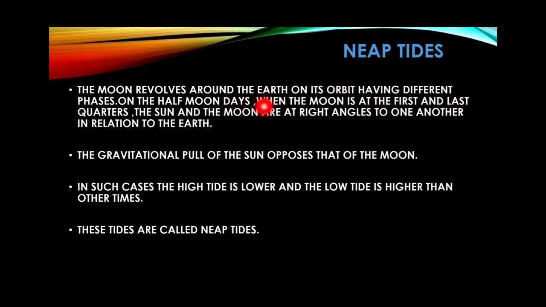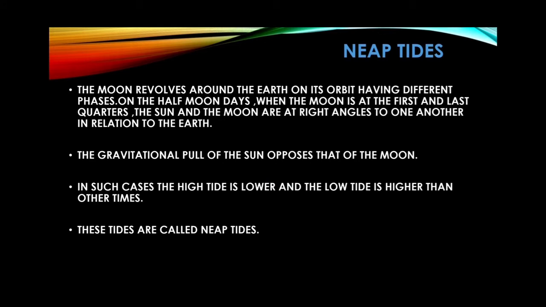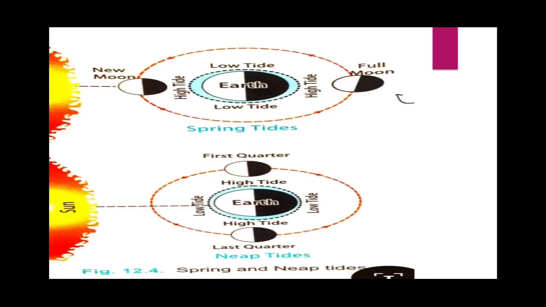On the half moon days, when the moon is at the first and the last quarter, the sun and the moon are at right angle to one another in relation to the earth. The gravitational pull of the sun opposes that of the moon, and in this case the high tides are lower and the low tides are higher, and these tides are known as neap tides. So children, we will see the diagram. This is the neap tide.